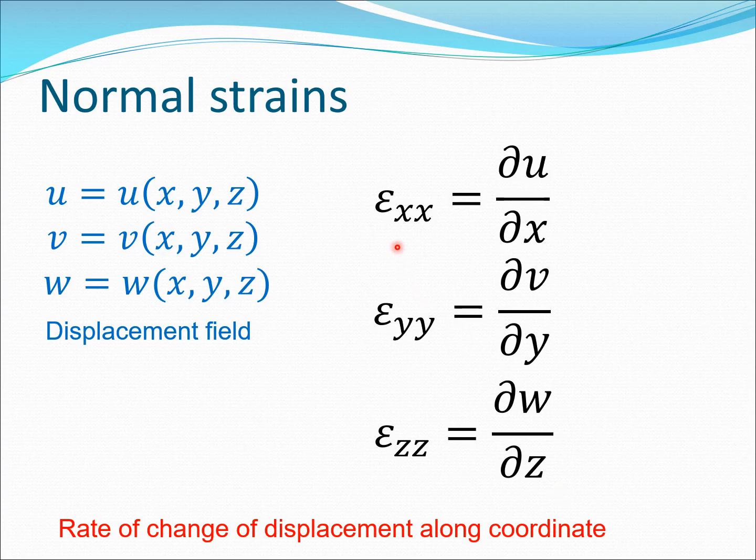So here the presence of the subscript tells you that there is a x here and a x here. So there is a u here and a x here. Both are in the same direction here because u is also in the x direction. u is the displacement in the x direction, v is the displacement in the y direction, and w is the displacement in the z direction.